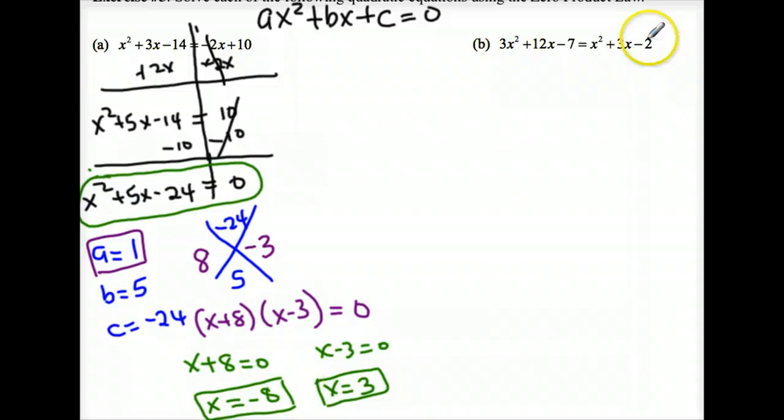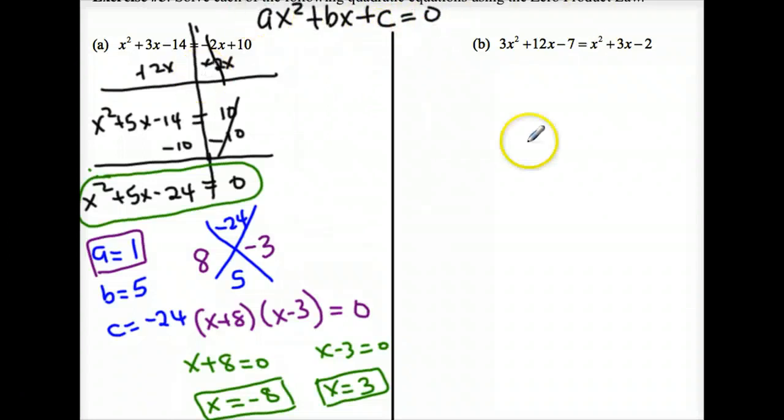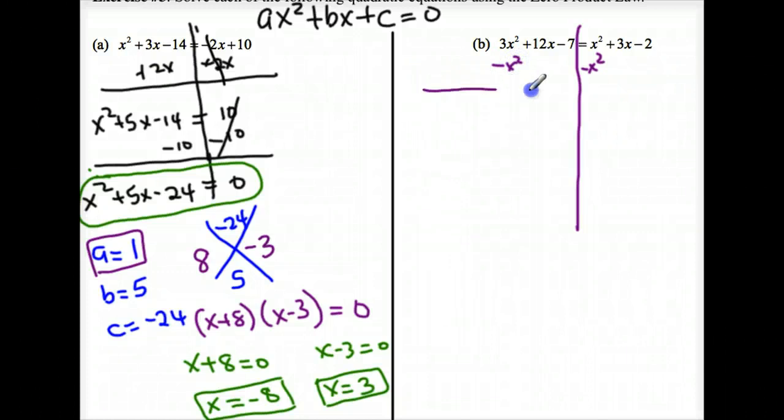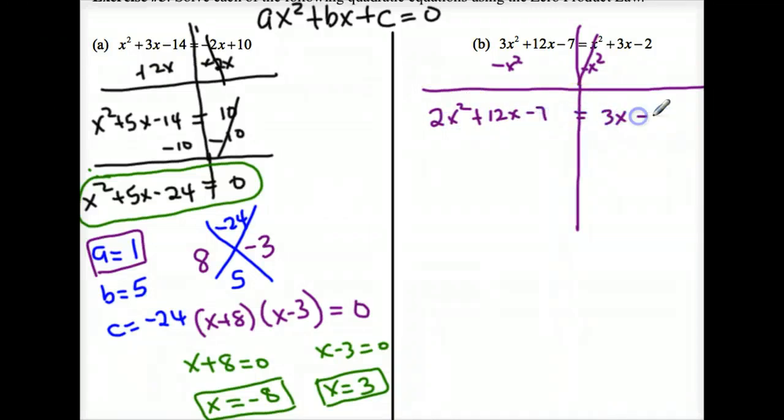Now let's look at B, which looks a little bit more complicated because I have terms all over. So remember, the key is to get it in this form right at the top here, and let me just draw a line here so we can separate everything. I'm going to start by moving the x squared, minus x squared on both sides. Remember, I can only combine like terms. These cancel. I am left with 2x squared plus 12x minus 7 equals 3x minus 2.